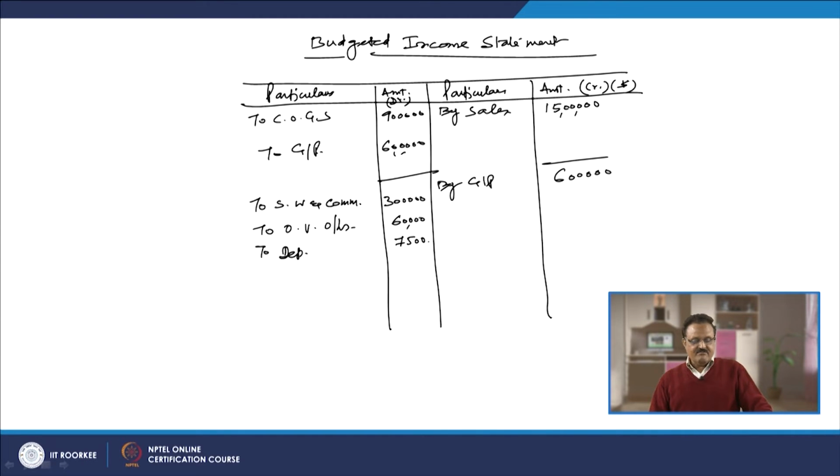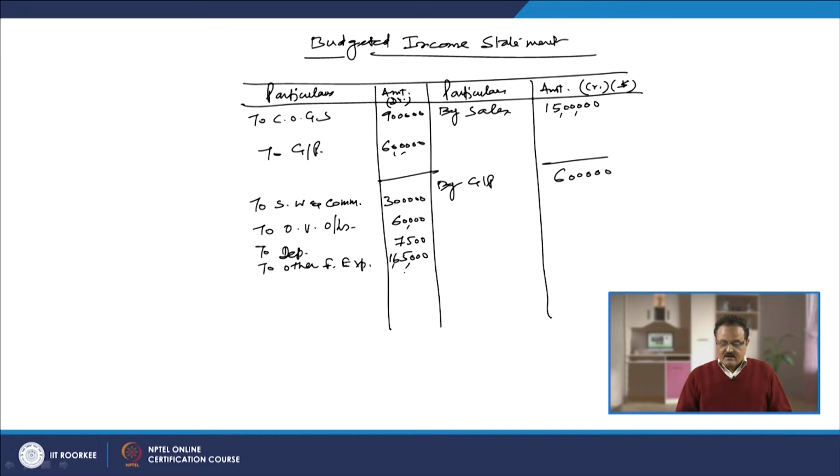So, we have taken salary, wages and commission expenses, we have taken other variable overheads or expenses, we have taken depreciation 7,500, and now we have to take the other fixed expenses. What are these other fixed expenses? How much were they? $55,000 per month. So, for the 3 months, the quarter as a whole, they work out as $1,65,000, that is 55,000 per month into 3.